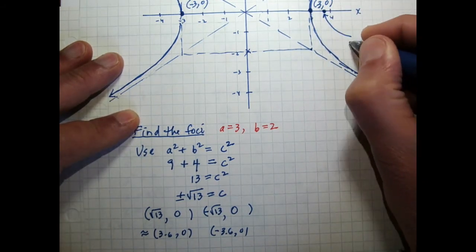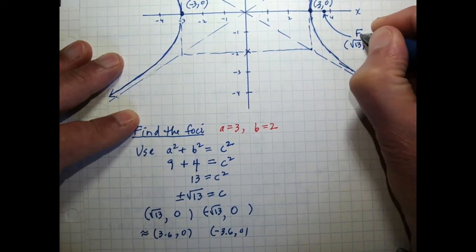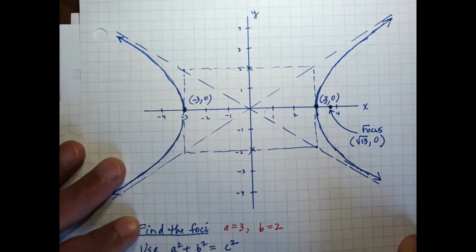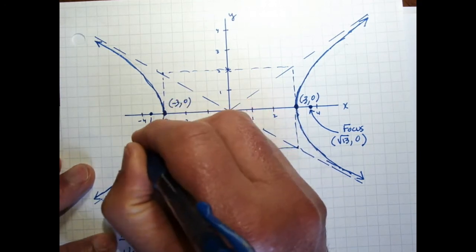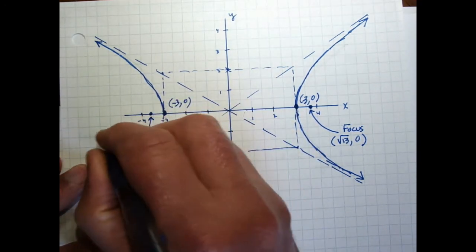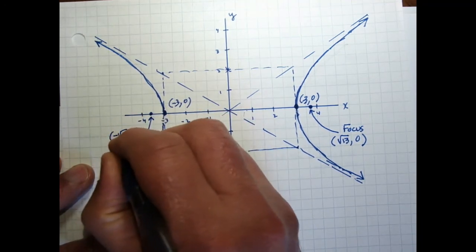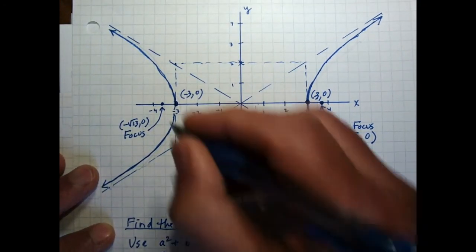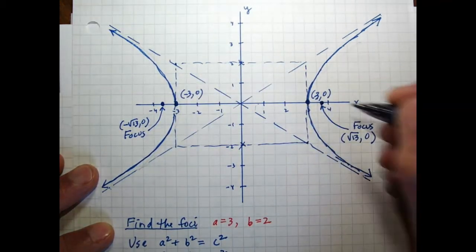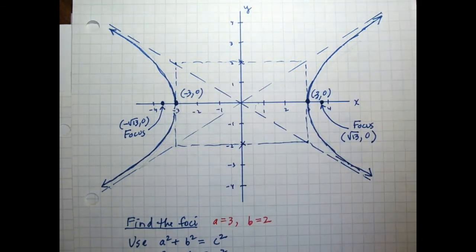So I have a focus here at square root of 13, 0. Just write focus. And at negative 3.6 approximately, I have another focus here at negative square root of 13, 0. Another focus. Okay, so I put the two foci onto my graph. Notice that each branch of the hyperbola wraps around a focus.